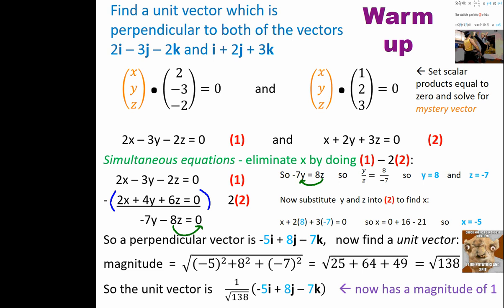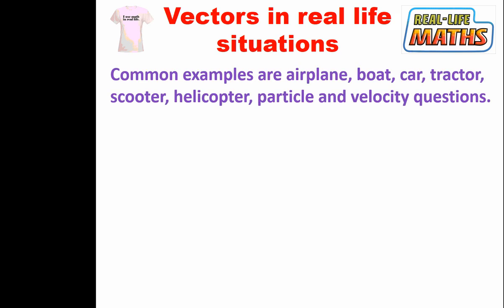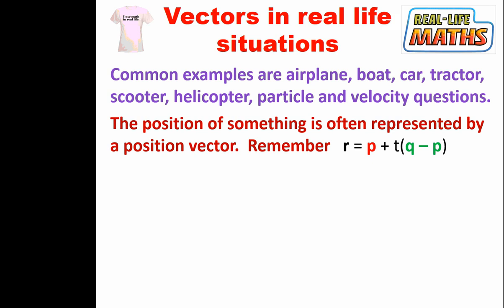Rightio, now finally moving on from that one. Let's go on to vectors in real life situations. So some common examples of vectors in real life situations. If you do physics, you probably use them a lot for forces and things like that. What are some other ones though? You've got airplanes, quite common, movement of boats around the ocean, because it's got direction and speed and all that kind of thing. Cars, movement of cars, tractors, scooters, helicopters. Movement of a particle as well, like particles used a lot in physics, and also velocity equations, that kind of thing. The position of something is often represented by a position vector.